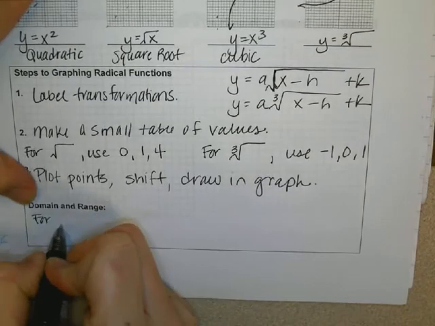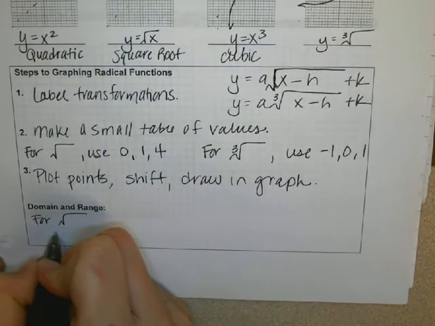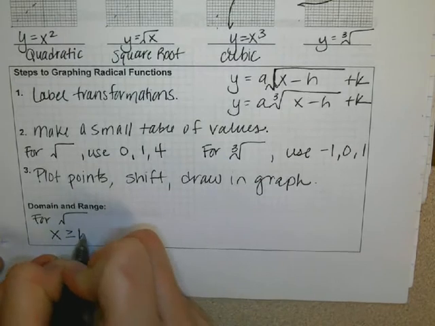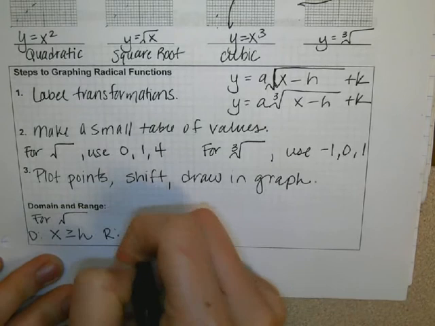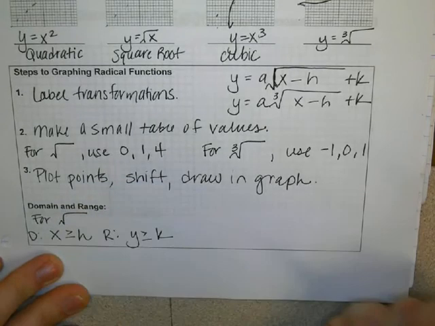For square root functions, your domain is going to be based on your h value. Your range is going to be based off your k value.